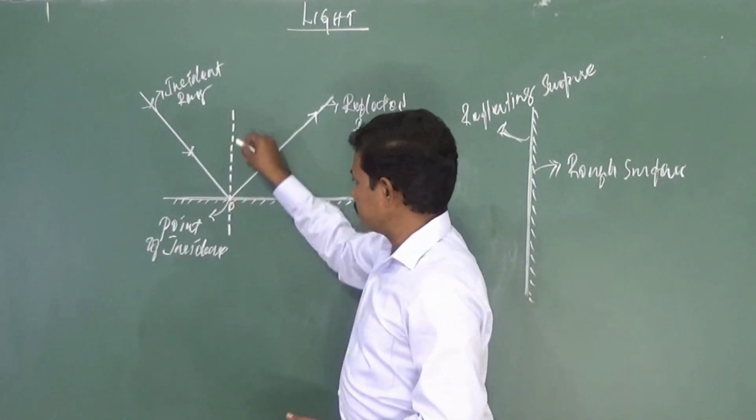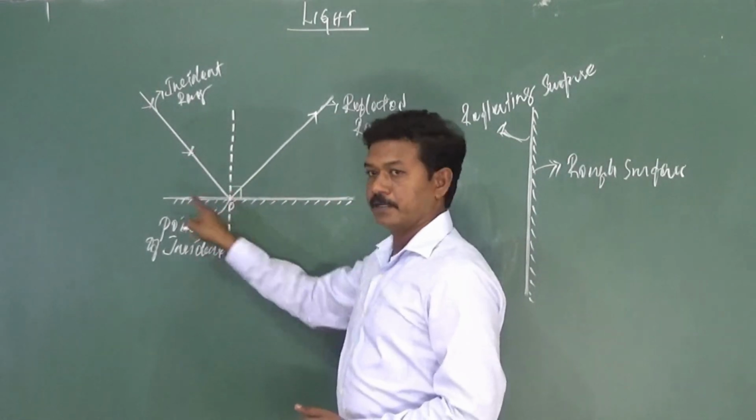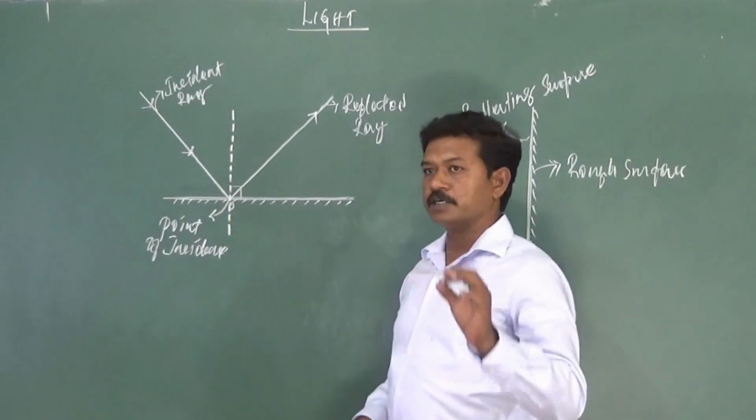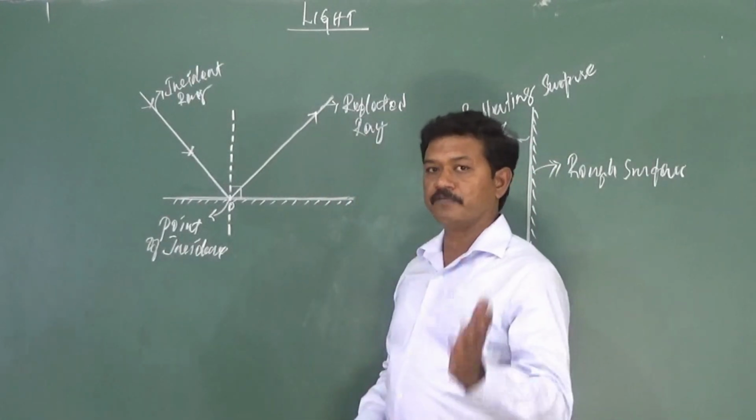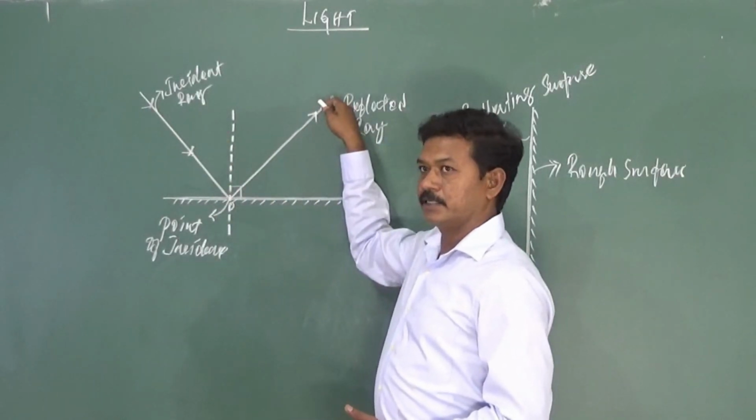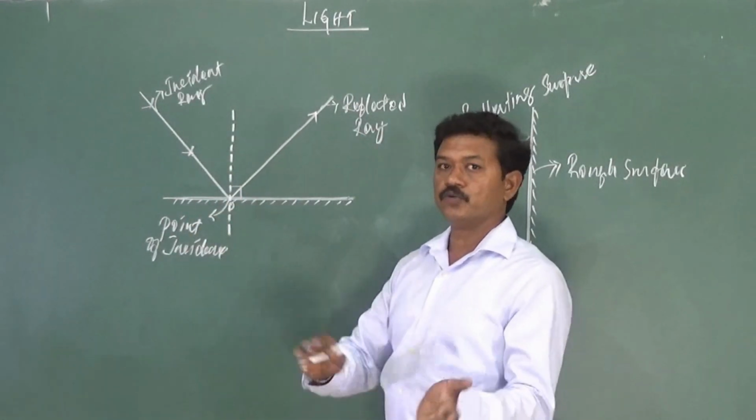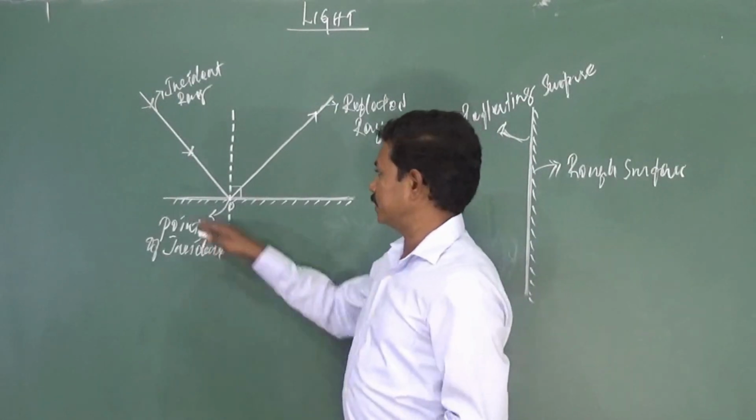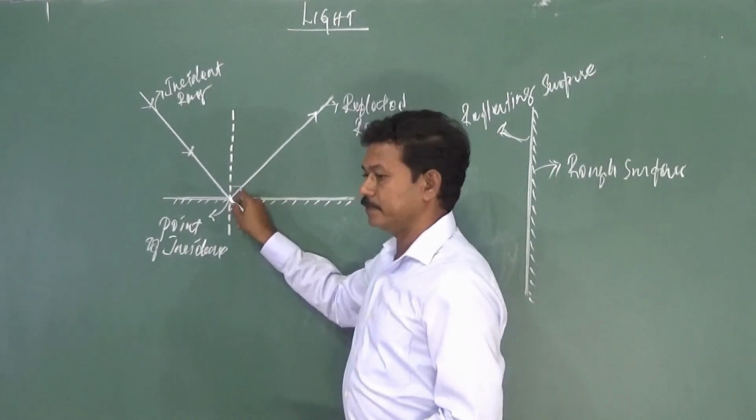Right. So a normal is a dotted line drawn perpendicular to the mirror at the point of incidence. This normal is drawn at the point of incidence for reference, to check the directions of the incident light ray and the reflected light ray. To analyze how their directions differ, we need a constant line. That constant line is always drawn perpendicular to the mirror at the point of incidence.